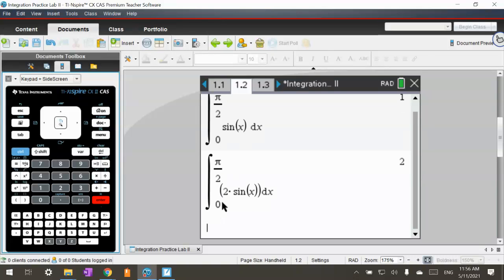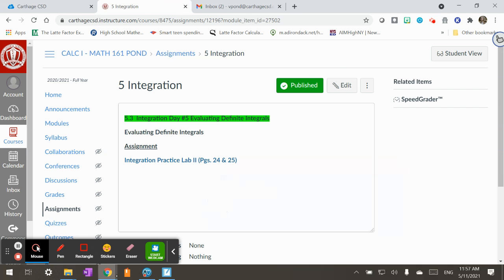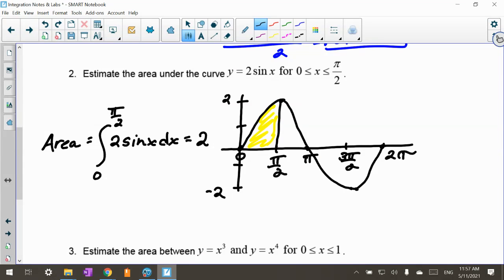There we go. So I just wanted to make sure that you can plug it in and see. I just want to make sure you set it all up. All right, so that's number 2.